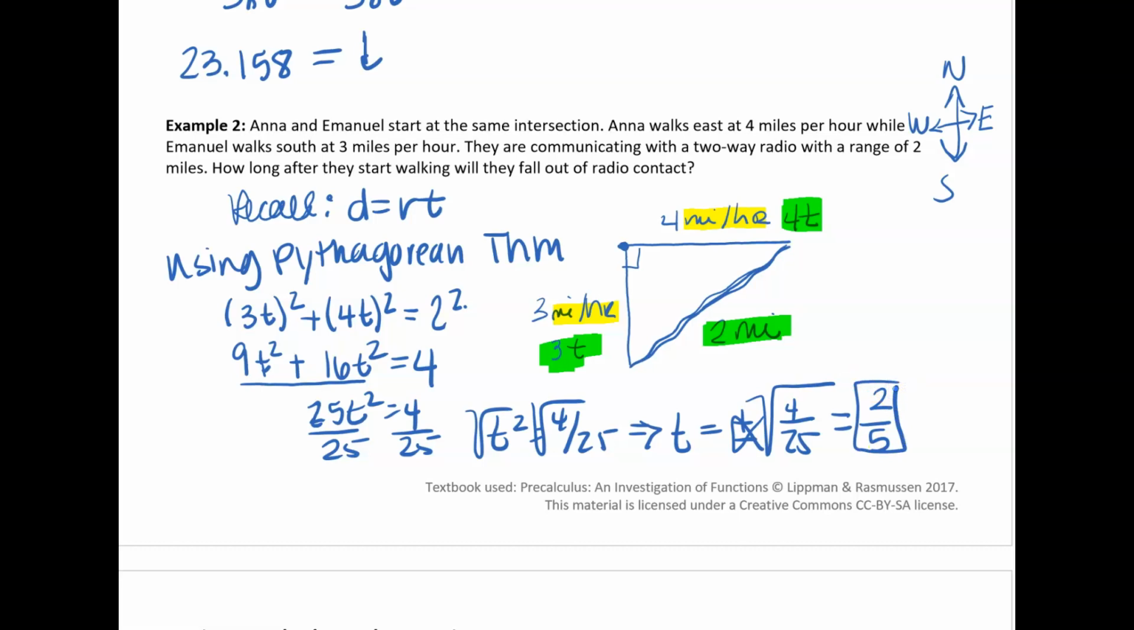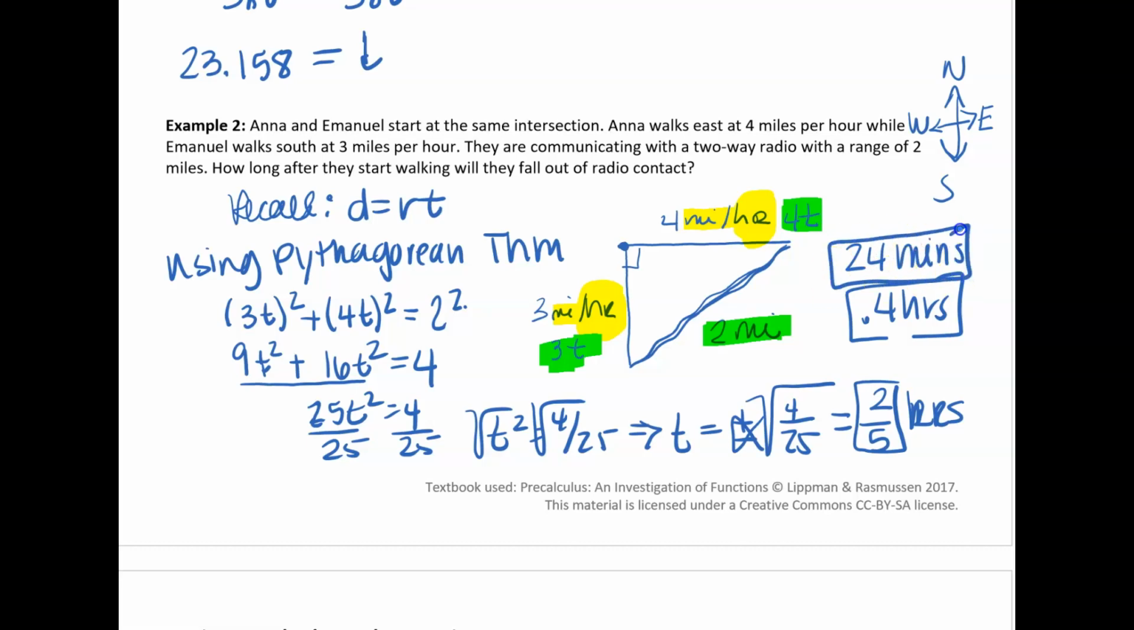Now let's relate this to what we're working with. Remember, this is our rate here, and it's in terms of hours. So that means this time down here is in terms of hours. So it would be 0.4 hours. Or if we multiply that by 60, we get 24 minutes. So as these two kids are walking, they're going to lose radio contact after 24 minutes.